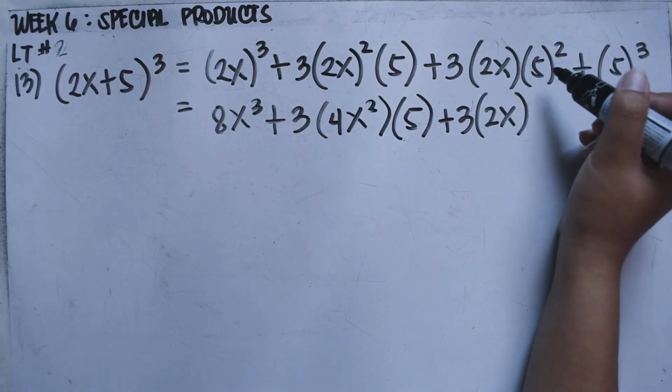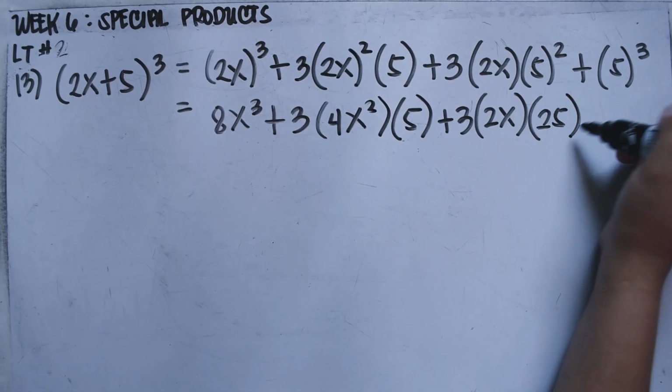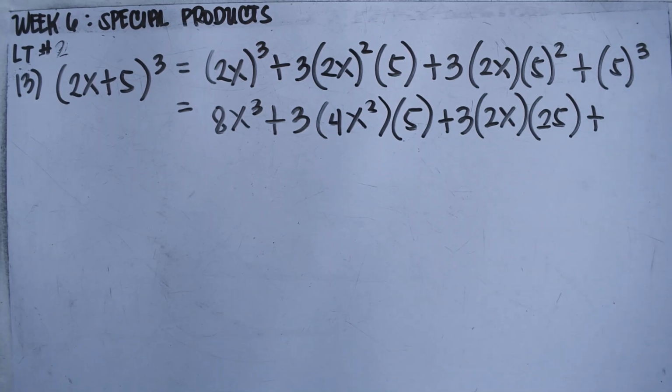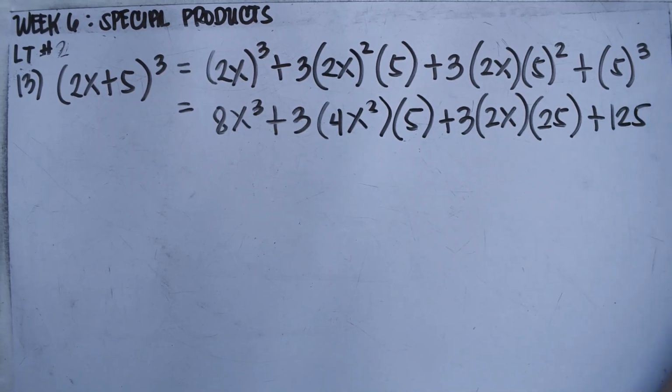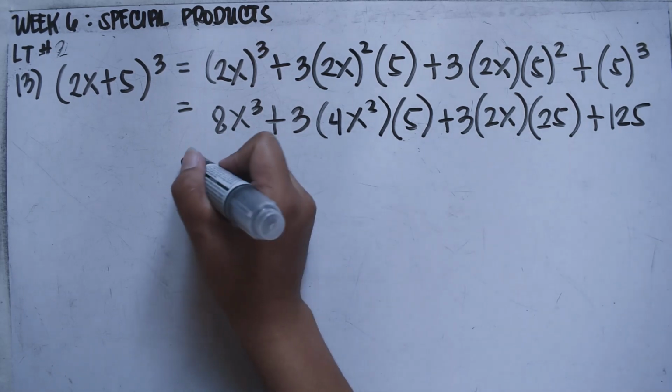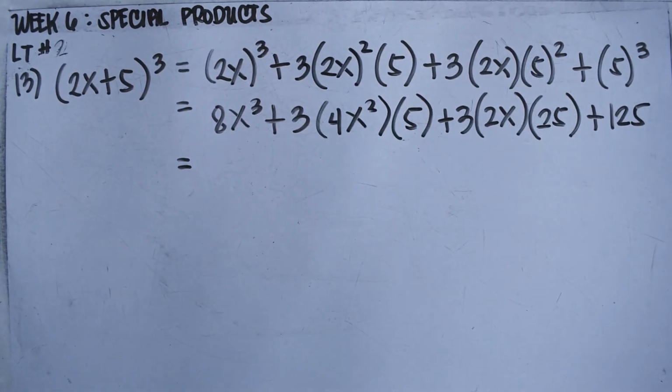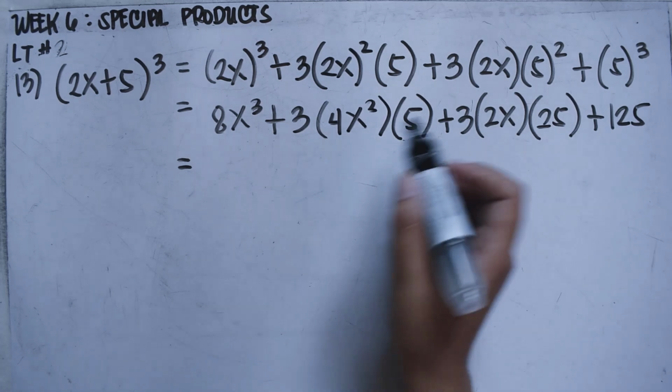Then, ito naman. So, 5 times 5, we have 25. Plus, 5 times 5 is 25. Times 5 is 125. So, nakuha. Yan. So, simplify pa. O guys ha, dapat sinusunod pa rin nyo yung PEMDAS: parenthesis, exponent, multiplication, division, and then addition, subtraction. Sundin pa rin po yun. So simplify natin.